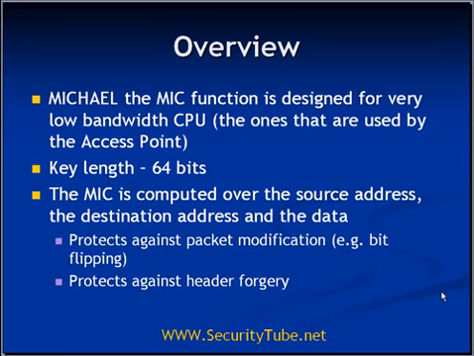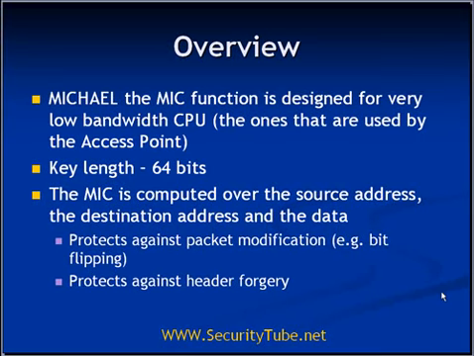Michael, or the MIC function, is designed for very low bandwidth CPUs. Generally, upgrading a client is easy, but for APs, hardware upgrade is very cost-ineffective. Now, the key length for computing MIC is 64 bits. The MIC is computed over the source address, destination address, and data part of it.